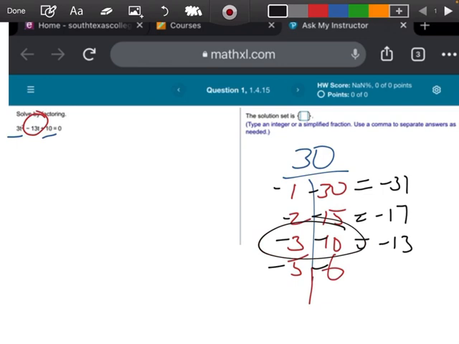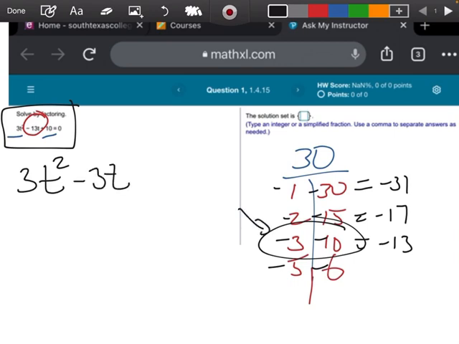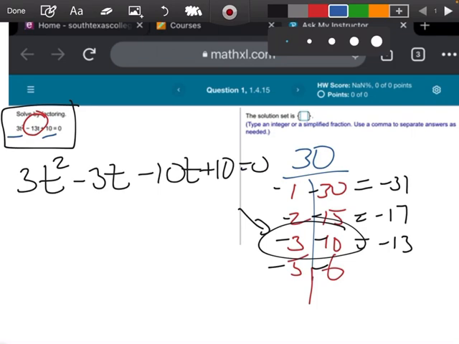So what I'm going to do now, y'all, is I'm going to rewrite this problem. I'm going to write it like this, 3t squared, and I'm going to use these numbers now. Minus 3t minus 10t plus 10 equals 0. And now we're going to go ahead and use the grouping method.